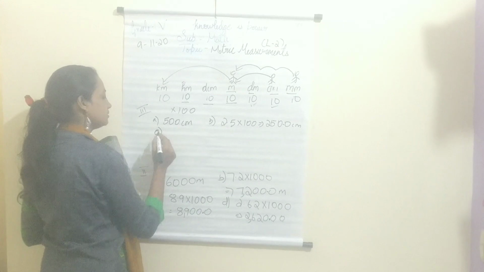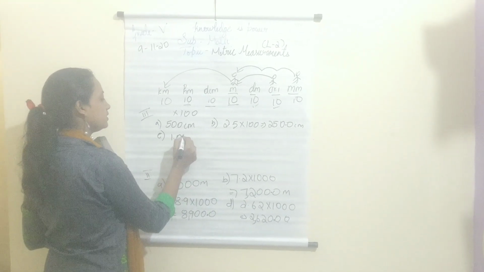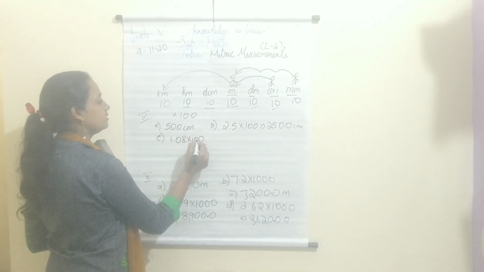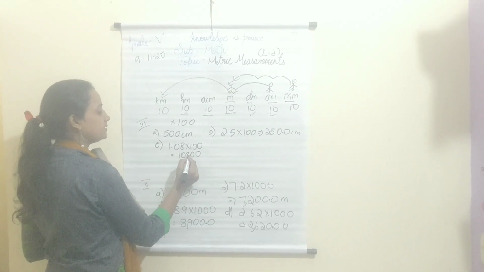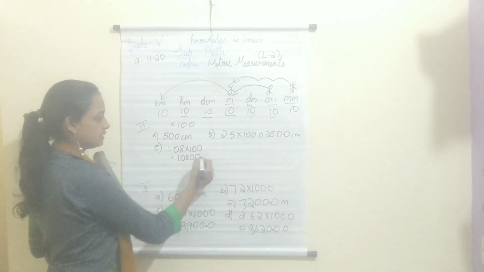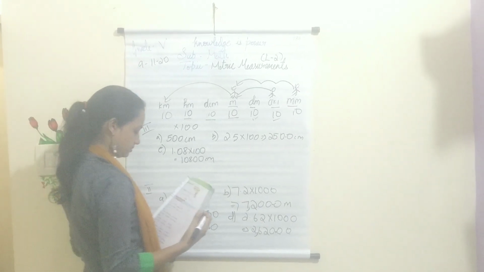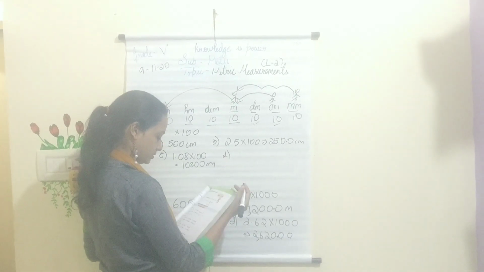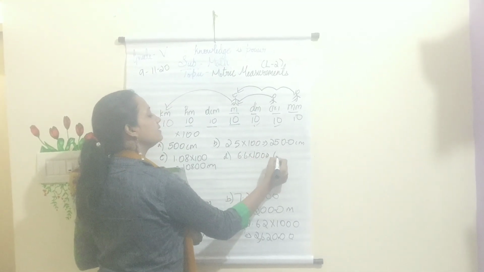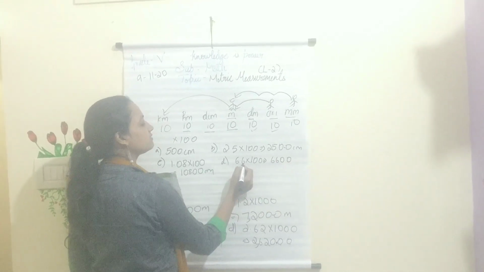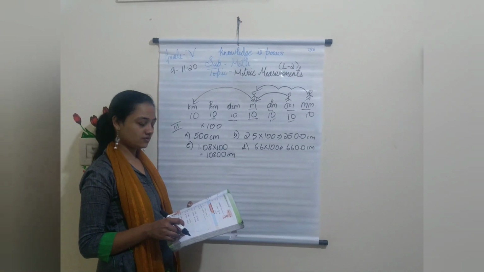C, 1.08 into 100 will be 10800. After two numbers, decimal. Centimeters. D, 6.6 into 100 will be 6600. After one number, decimal. Centimeters. So now let's go for the fourth one.